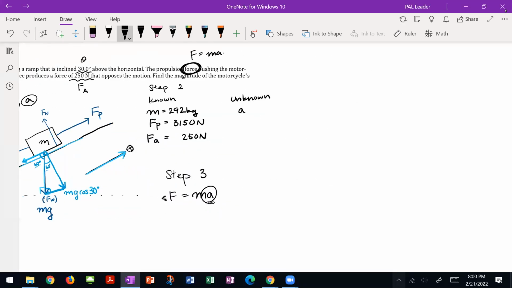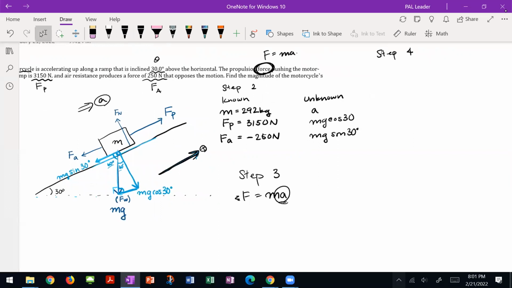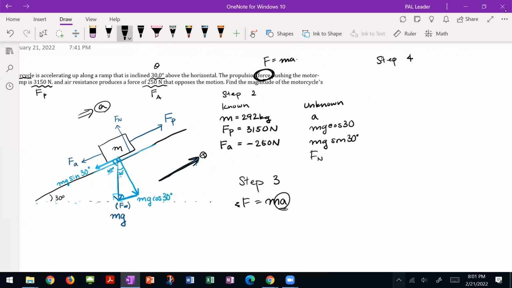So let's do that. Oh, I think I forgot to mention something. If right, or this direction, is positive, our air resistance is going to be negative, right? And I guess I didn't finish our step 2. mg cosine 30, I technically haven't calculated that yet. I haven't done mg sine 30 either. I mean, we'll do that when we get there. I mean, technically, I don't know the normal force, whatever. We're looking for A. Okay, let's just solve this.